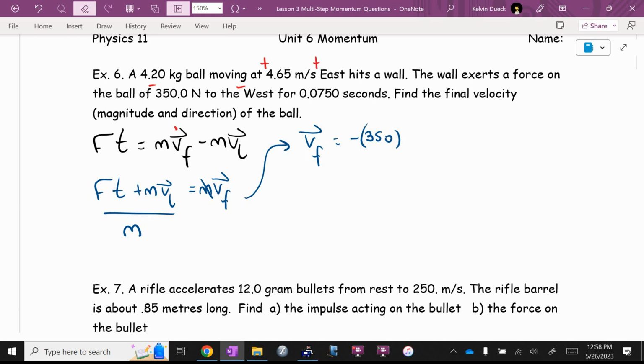T. Keep going, Davin. T. Good. And then there's a plus sign. M. Now it's going to be 4.2. And VI, positive 4.65. I won't write the positive because by default it is. All over. And you can see two lines and we're there.